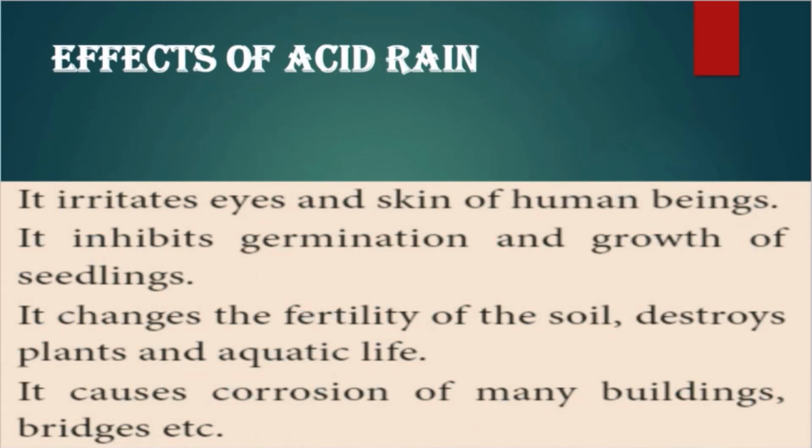Effect of acid rain. Acid rain affects us in many ways. Some of the consequences are given below. It irritates eyes and skin of human beings. It inhibits germination and growth of seedlings. It changes the fertility of the soil, destroys plant and aquatic life. Acid rain causes corrosion of many buildings and bridges, etc.